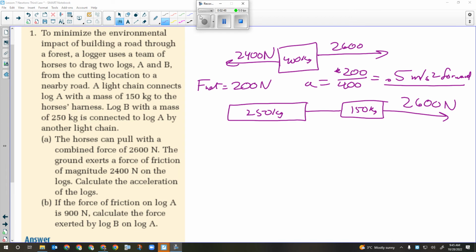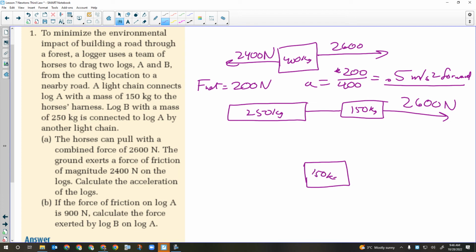All right, so as I was saying, you can pick either log to solve this problem with. A is a little bit quicker because there's one less operation to solve it with. They tell us that the force of friction on log A is 900 newtons. If you pick the other log, you have to go 2,400 minus 900 to get the friction on that log. It's not a difficult calculation, but it's an extra calculation. So I'm going to start with log A.